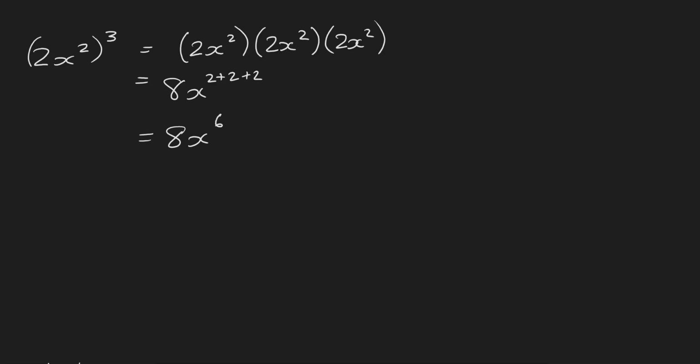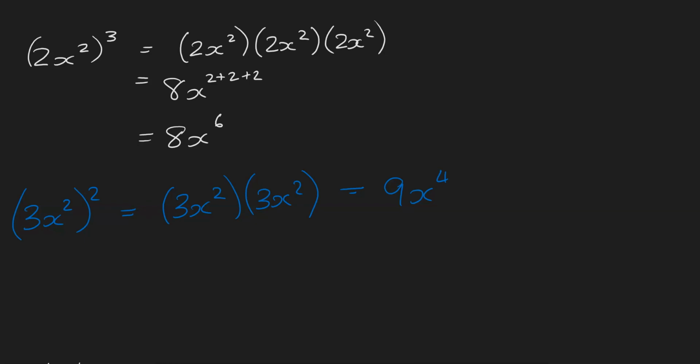Cool? Let's look at one more example. 3x squared, all to the power of 2. We can rewrite that as 3x squared multiplied by 3x squared. Again, 3 times 3 is just 9, and x squared multiplied by x squared is just x to the power of 2 plus 2, which is x to the power of 4.